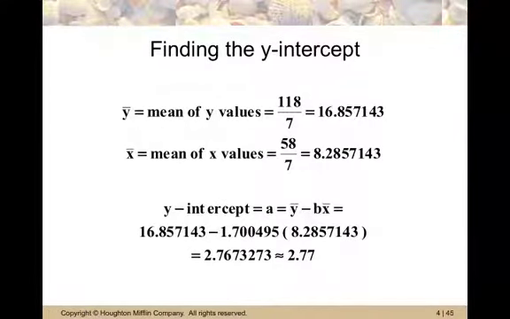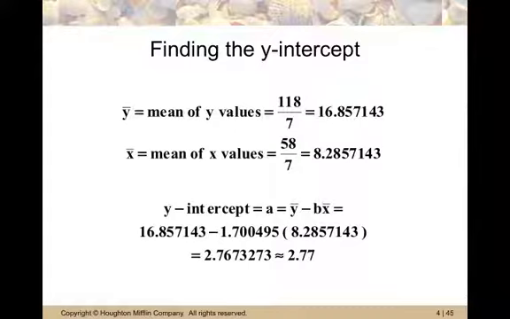So then, finding the y-intercept, we need to step back and find x bar and y bar. So for y bar, we take the sum of the y's, so 118, and divide by n, so 7, and we get 16.857143. And then for x bar, we do the sum of the x's divided by 7, so 58 divided by 7, and we get 8.28, and so on.